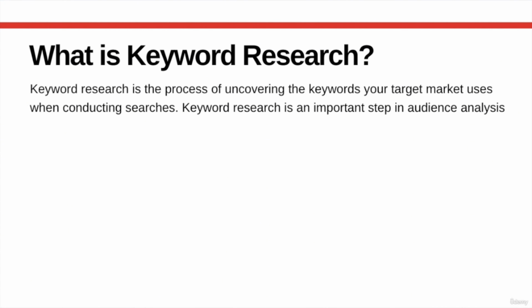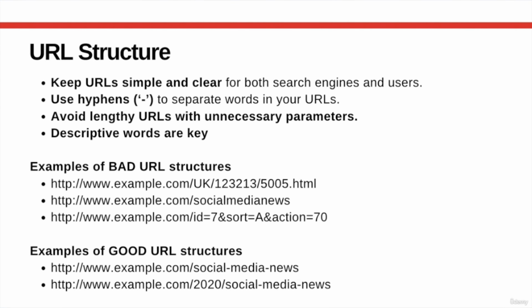We've already touched on keyword research. In on-page SEO, it's essential to place your keywords strategically throughout your content. These are the same keywords that you had researched earlier using various tools. Yes, it is important to place those keywords in the content of your website. Next, URL structure. Keep URLs simple and clear for both search engines and users. Use hyphens to separate words in your URLs. Avoid lengthy URLs with unnecessary parameters. Descriptive words are key.